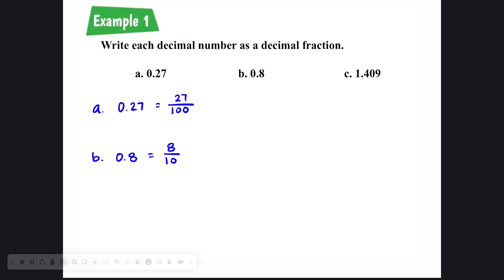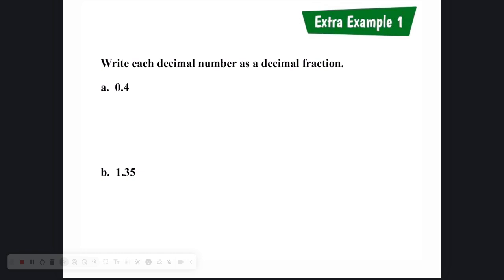C. 1.409. The number 1.409 can be read aloud as 1 and 409 thousandths. Therefore, we can drop the decimal and write this number as 1,409/1000.